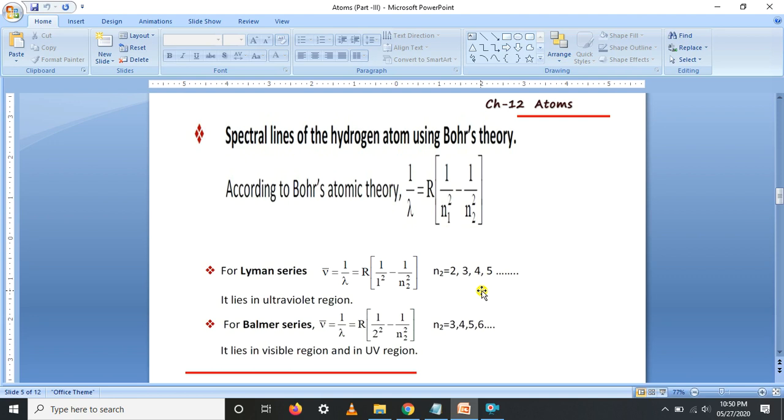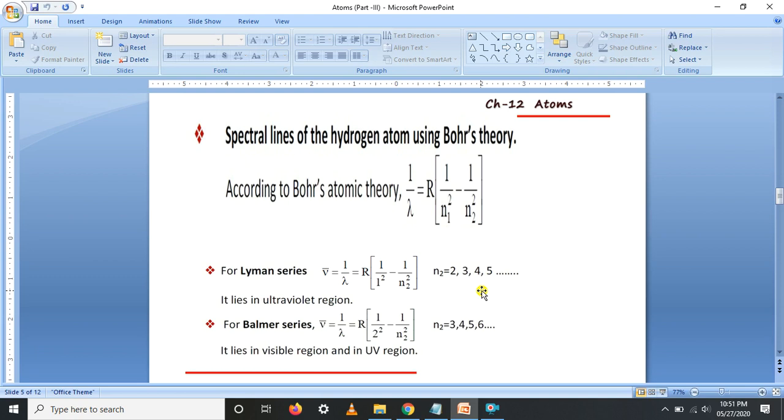So we'll see some spectral series according to Bohr's theory of hydrogen atom. According to Bohr's atomic theory, 1 by lambda is equal to R into (1 divided by N1 square minus 1 divided by N2 square), where R is the Rydberg constant. And here, according to Bohr, there will be 5 series. The first is the Lyman series, then the Balmer series, then the Paschen series, the Brackett series and the Pfund series.